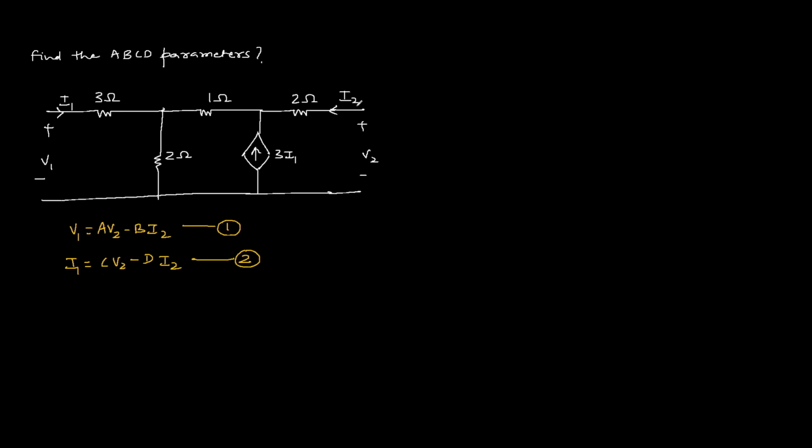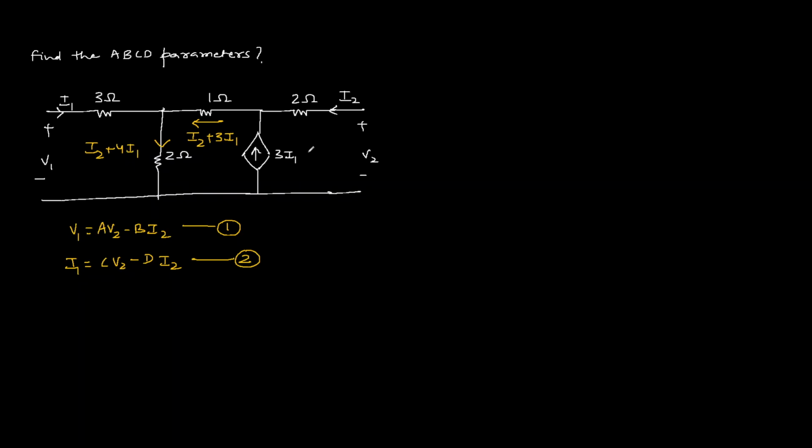So current coming from the terminal 2 is I2 and this current is 3I1. So current through 1 ohm resistance is sum of these two currents. So I2 plus 3I1. Now from the port 1 I1 current is coming. So current through 2 ohm resistance is sum of these two currents. So current through 2 ohm resistance is I1 plus 3I1, that is 4I1, plus I2. So I2 plus 4I1.